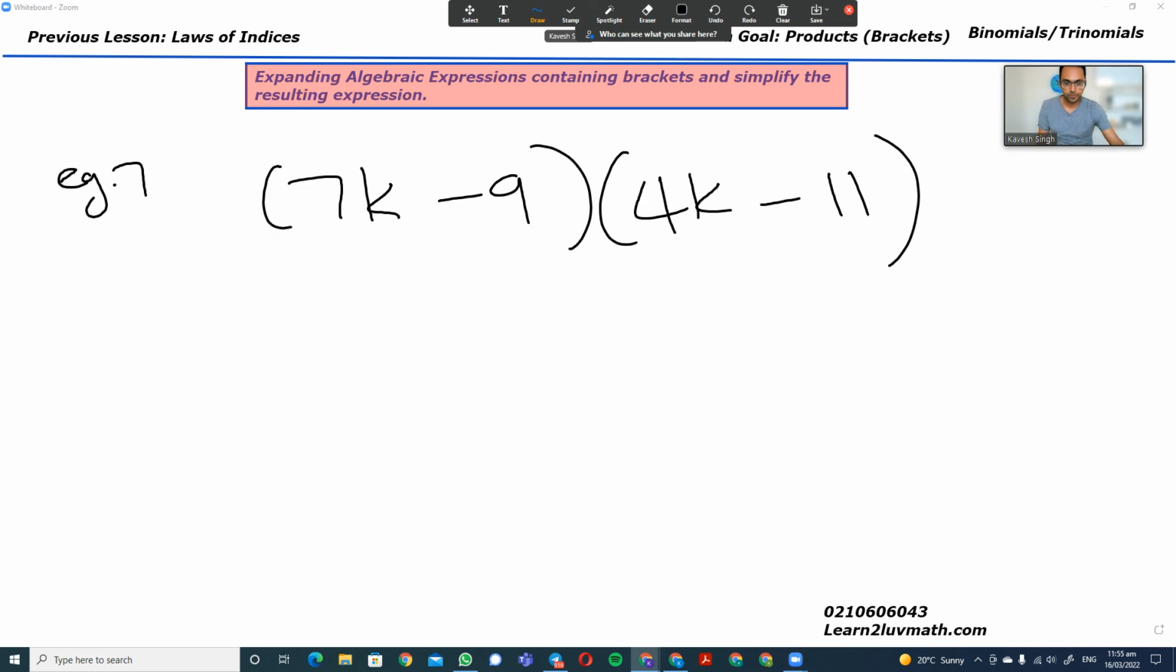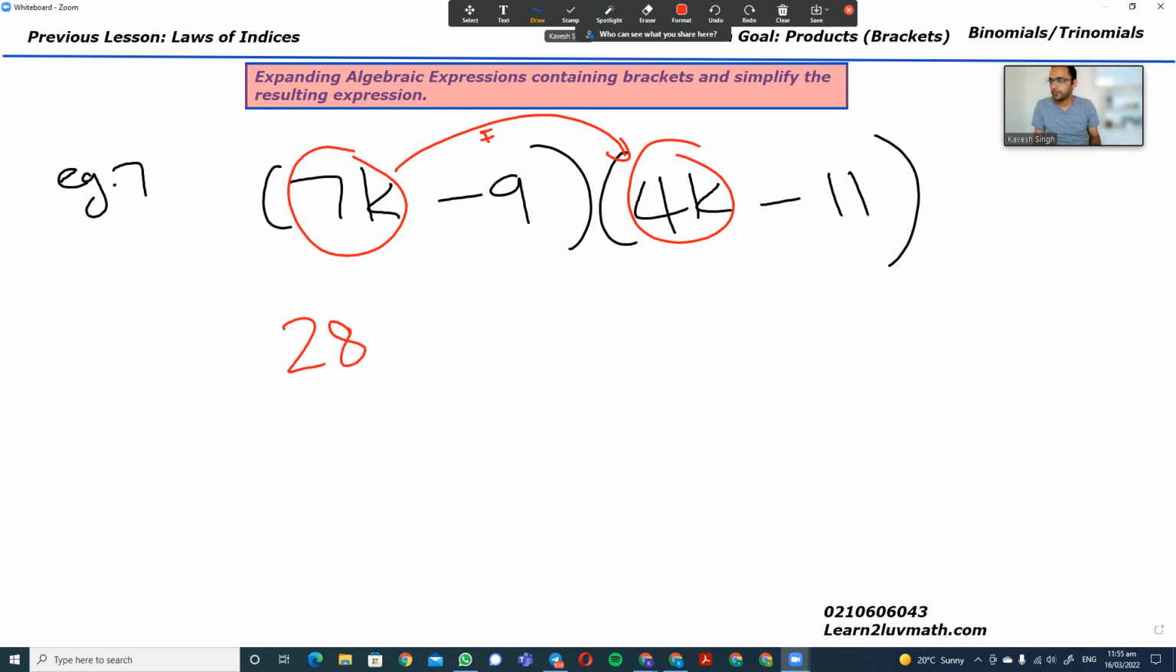All right, the next one is a little bit more advanced expanding. In this example now, we are given coefficients in front of k. So you can see at the moment we've got 7k and 4k versus the previous example where we just had k. So let's go ahead and use the FOIL method again. We're going to take the first two terms and multiply them together. 7k multiplies by 4k. 7 times 4 is 28. K times k is k squared.